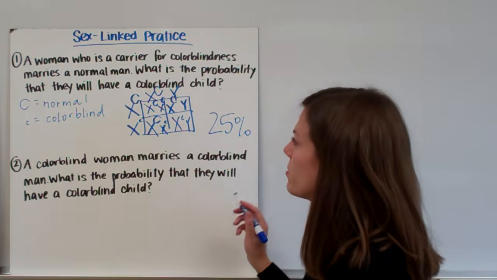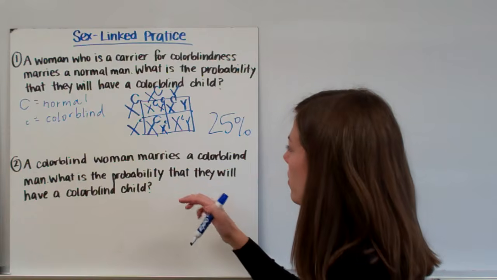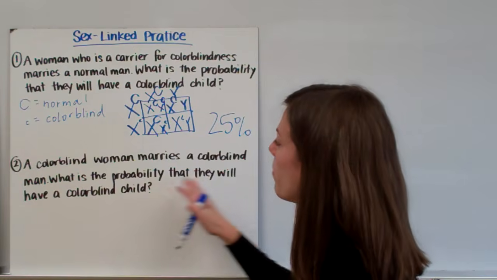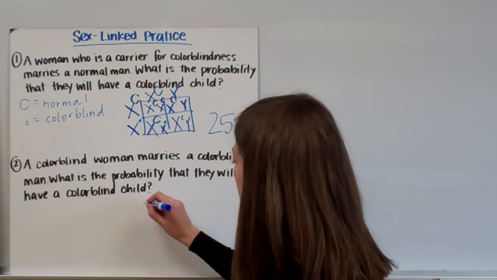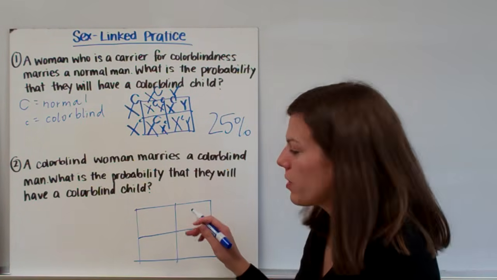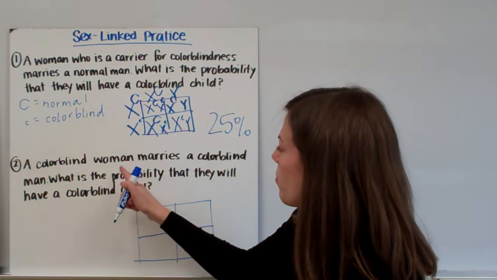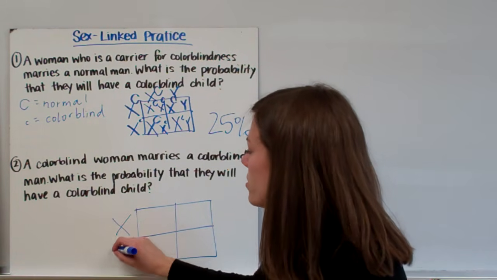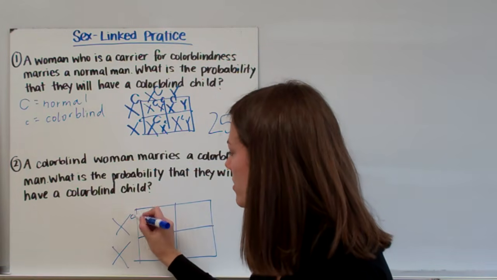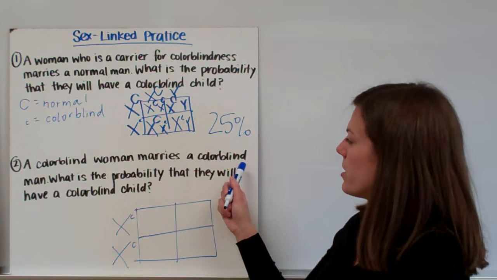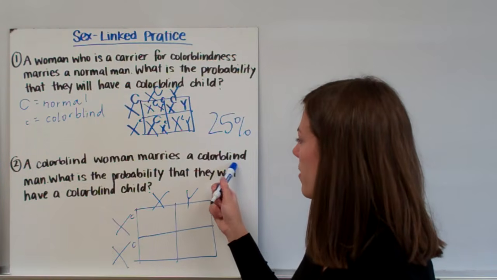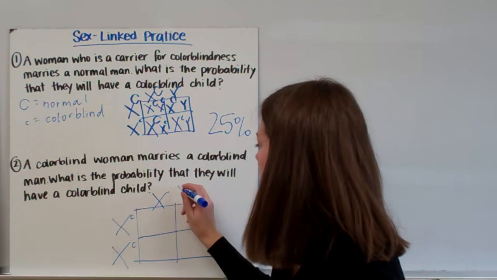Now our next problem deals with colorblindness as well. We have a colorblind woman, and she marries a colorblind man. What is the probability that they will have a colorblind child? We need to draw our Punnett Square and decide what alleles we're going to put for father and mother. The woman is colorblind. Since she's a woman, she's XX, and she's colorblind. That means she only has colorblind alleles, so she has X little c and X little c. Now she marries a colorblind man. Since he's a man, he has X and Y alleles. And he is colorblind. That means the allele on his X must be for colorblindness, so that's a little c.